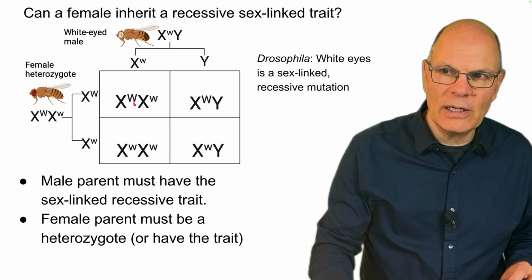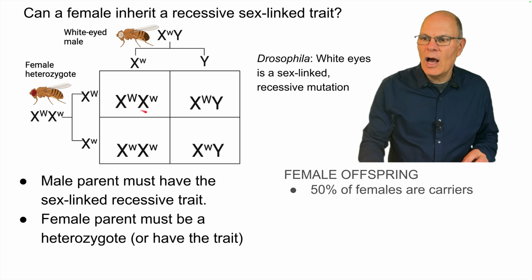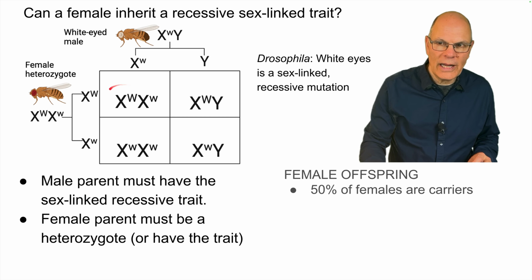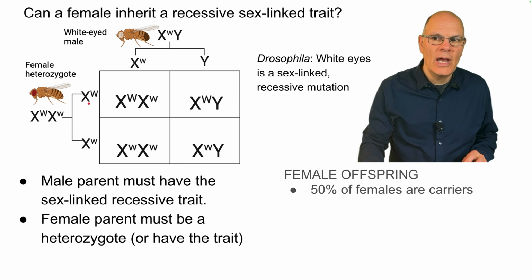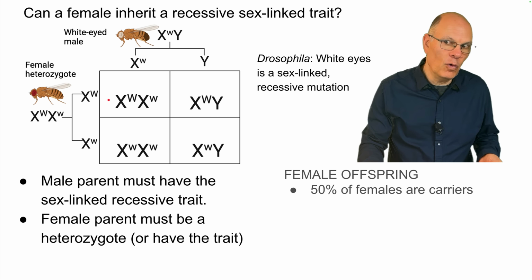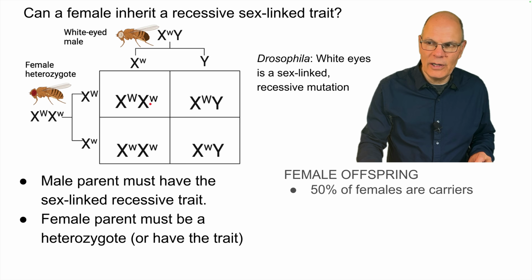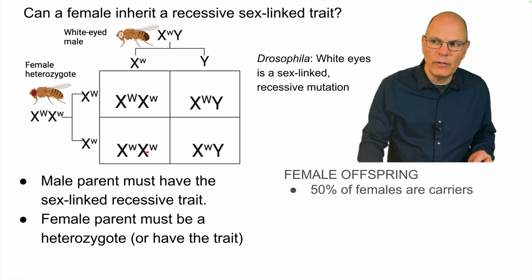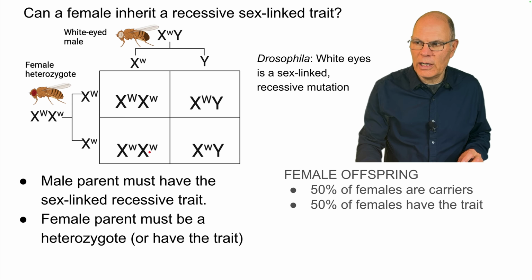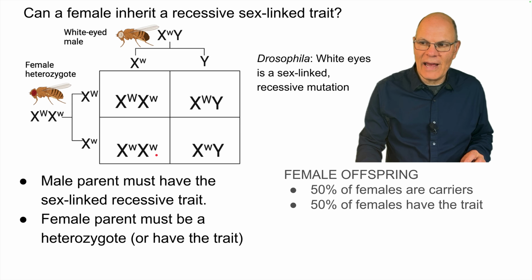And when we create the Punnett square, we can see that among the female offspring, 50% of the offspring are carriers. They have to be carriers. They get the normal allele, for red eyes in this case, from their mom. They get the recessive allele for white eyes from their dad. And in this case, they get the recessive allele from both parents. So 50% are carriers, and 50% of the females have the trait.